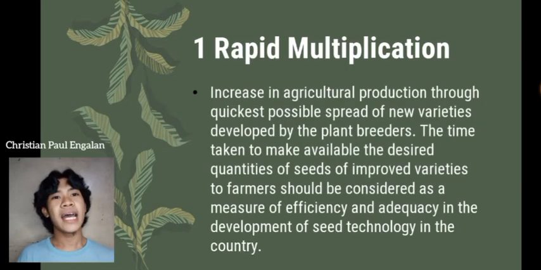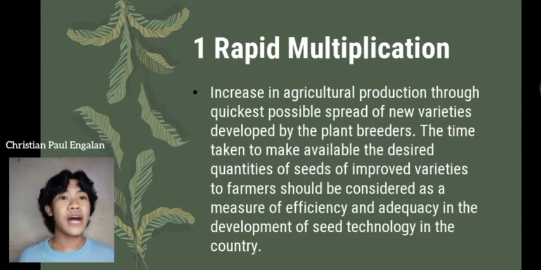That is why seed technology tries to increase agricultural production through the quickest possible spread of new varieties developed by the plant breeders. So, the vital phase in the country's agricultural productivity is the multiplication and distribution of high-quality seeds of improved kinds. Practically speaking, seed technology would like to increase the production within the given amount of time.